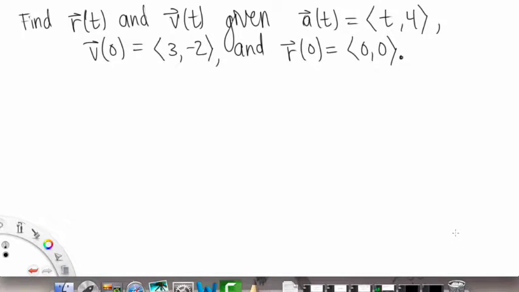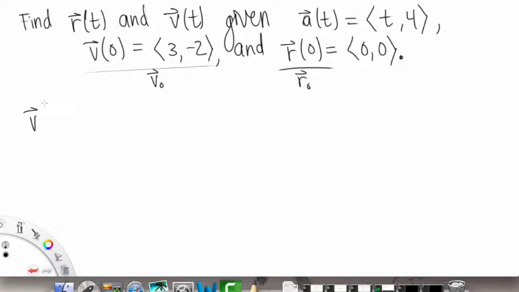Okay, so this question asks us to find an equation for r of t and v of t, given that the acceleration vector is <t, 4>, that the initial condition v at time equals 0, or v naught, which is another notation for it, is <3, -2>, and r at time equals 0 is <0, 0>. So this is another way to write r naught. Okay, so let's start with going back one step.